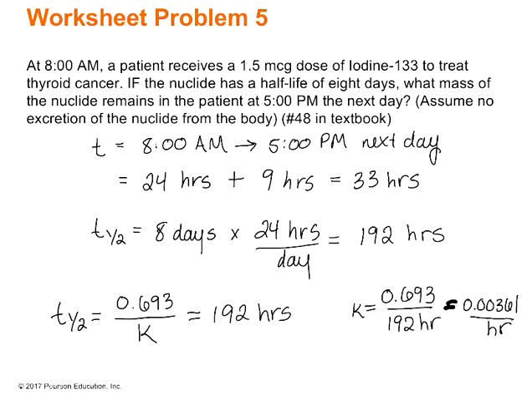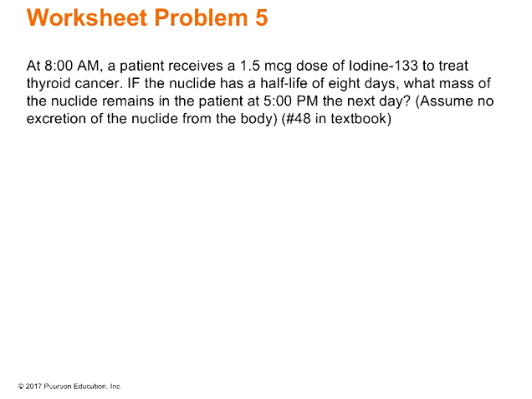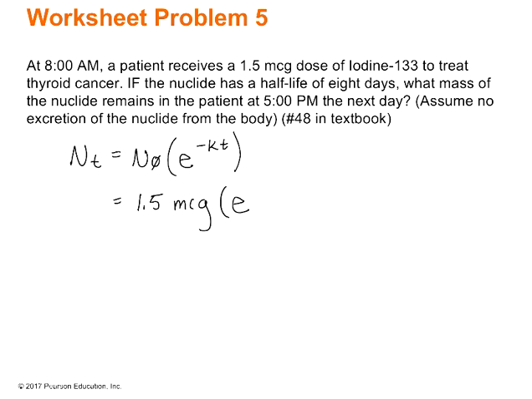All right, so now it looks like we have everything we need. So let's plug this all into our equation. And I'm actually going to just use the equation we derived earlier, where NT is equal to N0 times e to the negative kt. Okay. So our initial dose was 1.5 micrograms. And we'll multiply that by e to the negative 0.00361 per hour times 33 hours. That's how long we were tracking the rate of decay.